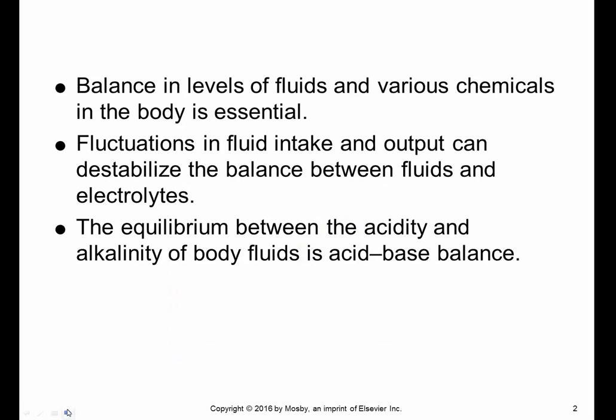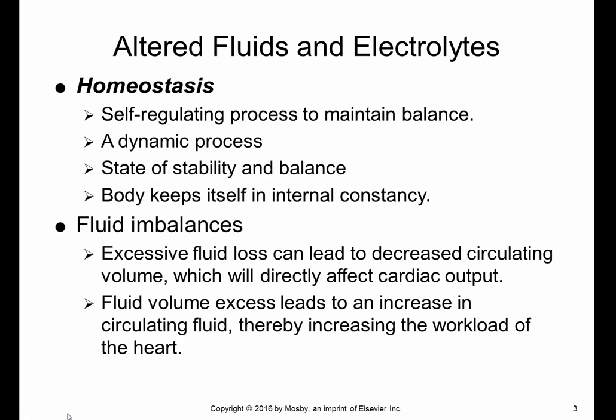So we know that our body has to have a balance between the level of fluids and the various chemicals within our body, and there are fluctuations both in intake and output, and if there is too much of a fluctuation it causes a destabilization, and that there is an equilibrium in our body related to acid and alkalinity, and we consider this to be the acid-base balance.